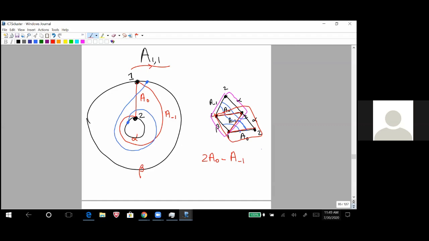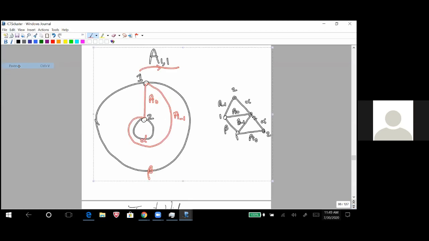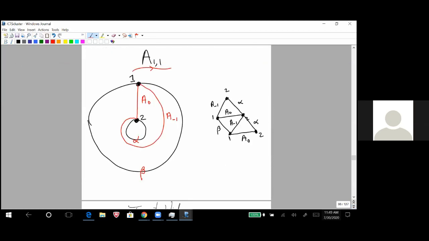Now, let me keep going again. I want to go back to this picture. And now I want to have something like A minus 1, but which winds one more in the A minus 1 direction. Okay, so I want to have this guy.